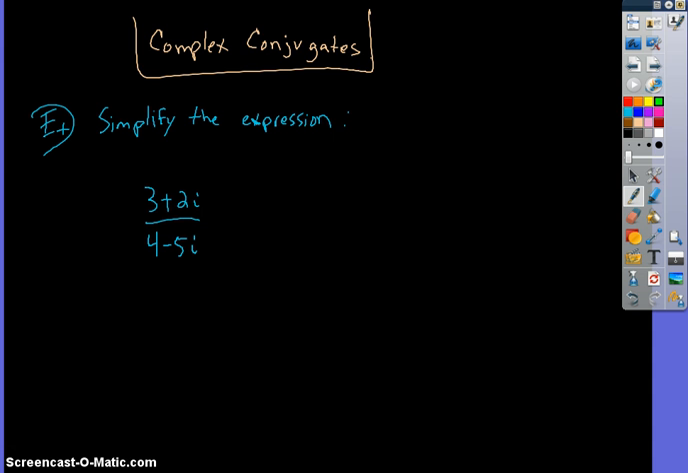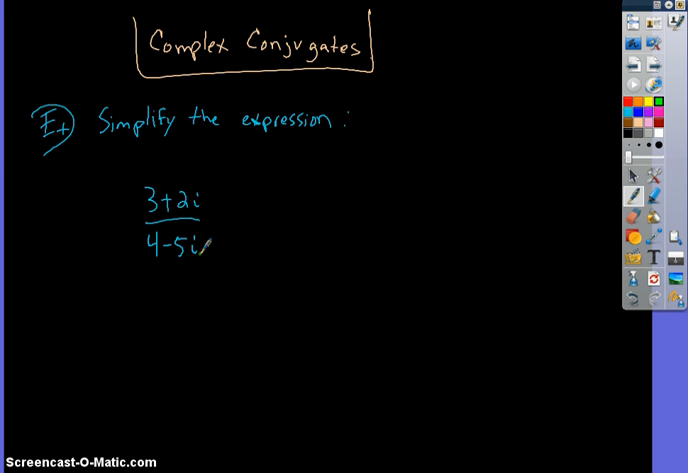All right, so complex conjugates, let's actually use them and talk about why they're useful. To simplify this expression, the only problem with it is you have an imaginary number on the bottom. We learned in other classes we don't like square roots or radicals on the bottom, and we also don't like i's and imaginary parts on the bottom.